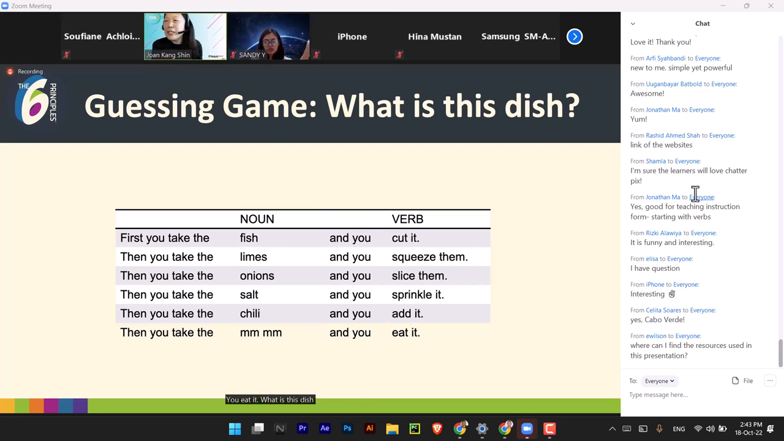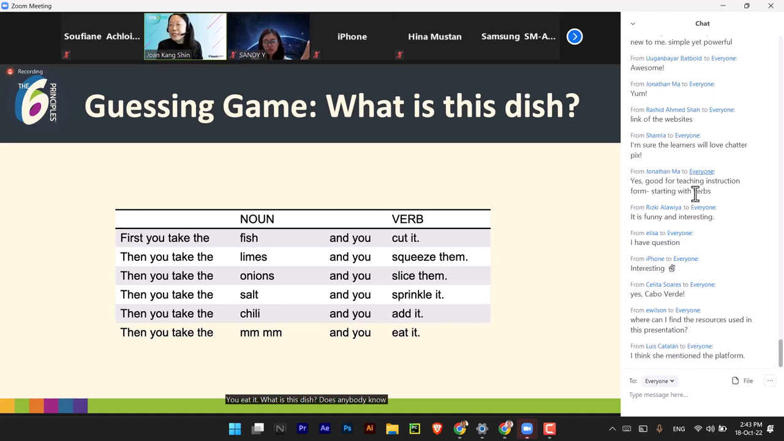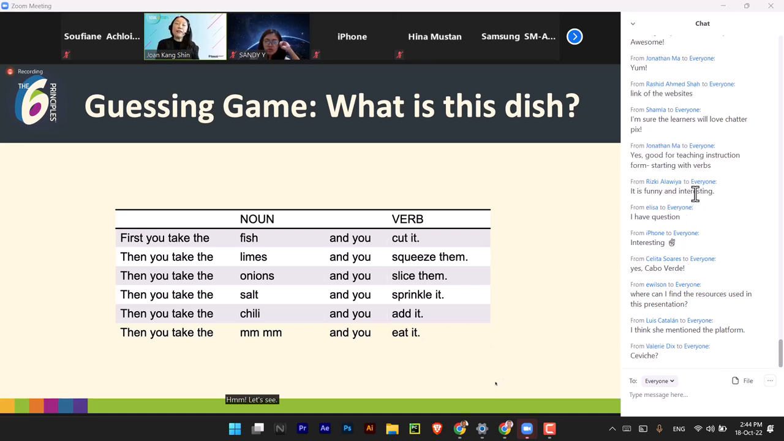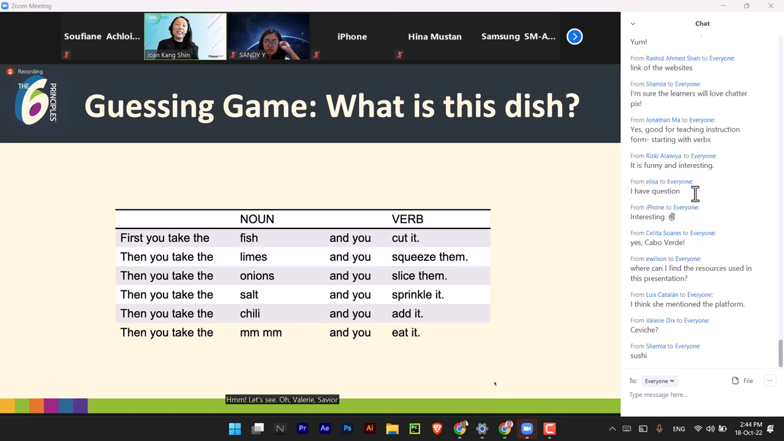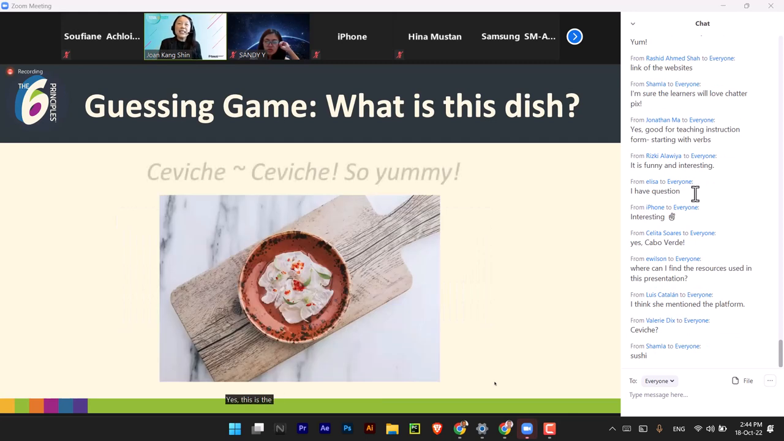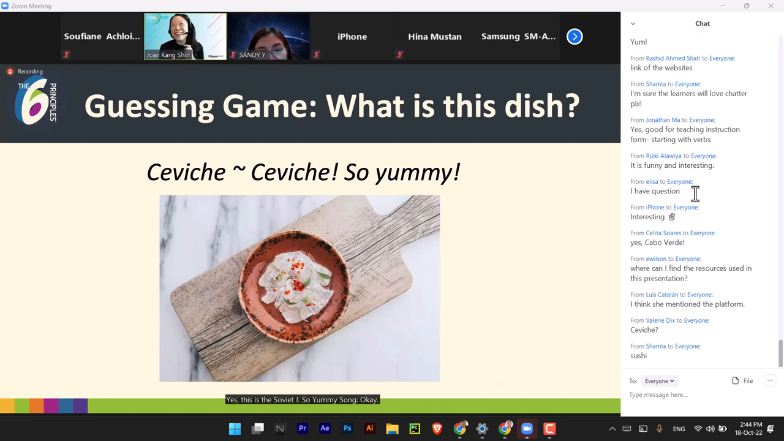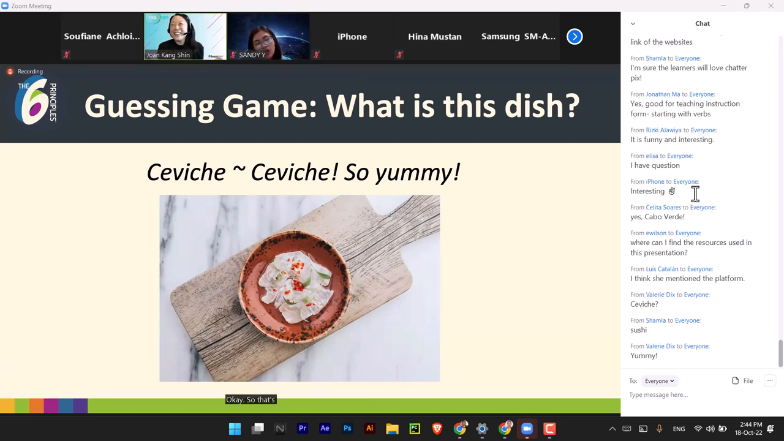What is this dish? Does anybody know? You could say it or put it in the chat box. What is this dish? No one. Let's see. Ooh, Valerie, ceviche. Yes, this is the ceviche, ceviche, so yummy song. Okay, so that's how you can make a guessing game out of this activity.